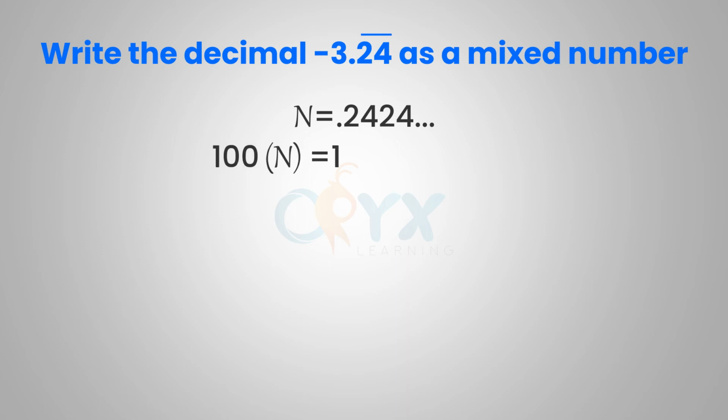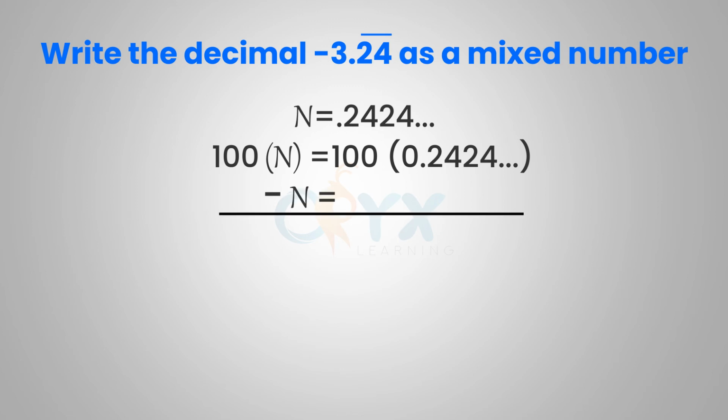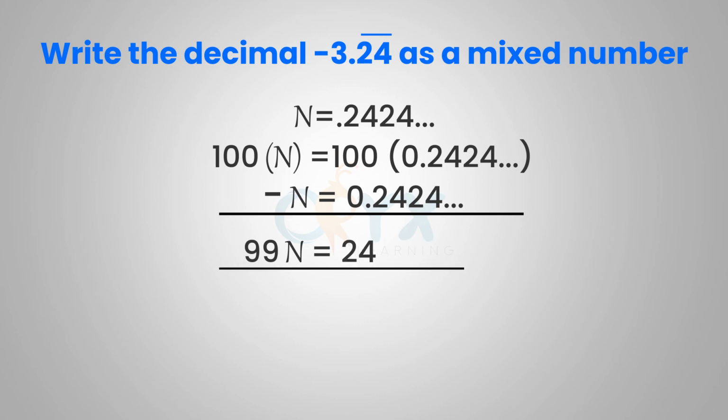We're going to multiply by 100 on both sides in order to change that decimal. So 100 times n and 100 times 0.2424, etc. We're going to subtract off one n value, which is that 0.2424, which essentially is going to get rid of the repeating decimal and just leave us with a whole number. So 100n minus 1n is 99n, and 24.24 repeating minus the 0.24 repeating is just 24.